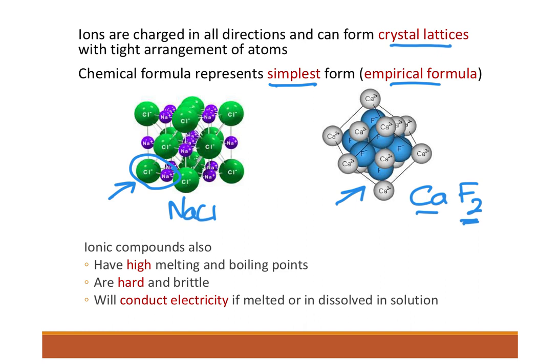Incidentally, ionic compounds have some properties that are pretty common across all ionic compounds. They tend to have high melting and boiling points, which means they tend to be solid at ordinary temperatures. They are hard and brittle, and because they contain ions, they will conduct electricity if melted or dissolved in solution, because that heating up to go from solid to liquid or dissolving a solid in an aqueous solution sort of liberates those ions so they can carry the charge.